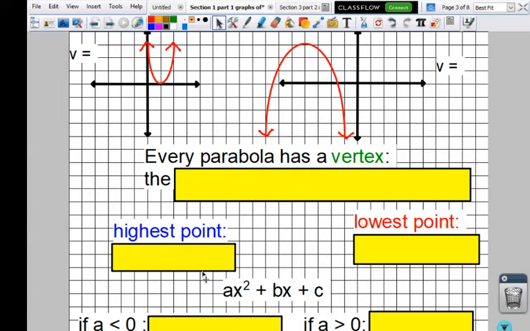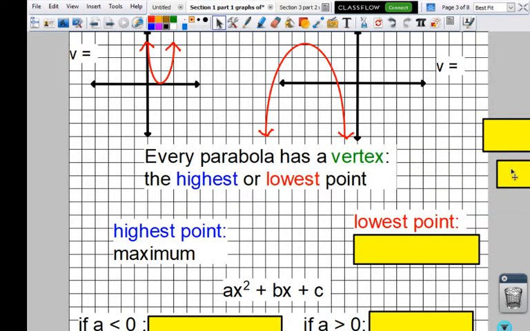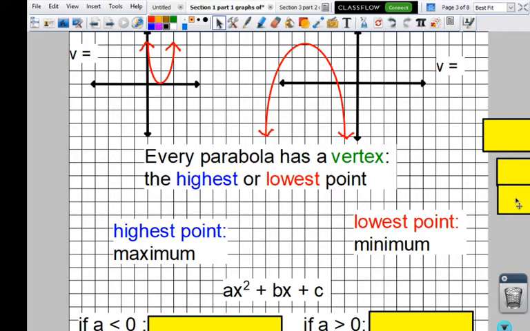Alright. Every parabola has a vertex, which is the highest or lowest point. Your very highest or very lowest. So it depends on which way your parabola is. So if you have a highest point, we usually call that the maximum, or just max. If you have a lowest point, we call it a minimum, or min. You know, pretty straightforward. You guys know what a maximum and minimum is.